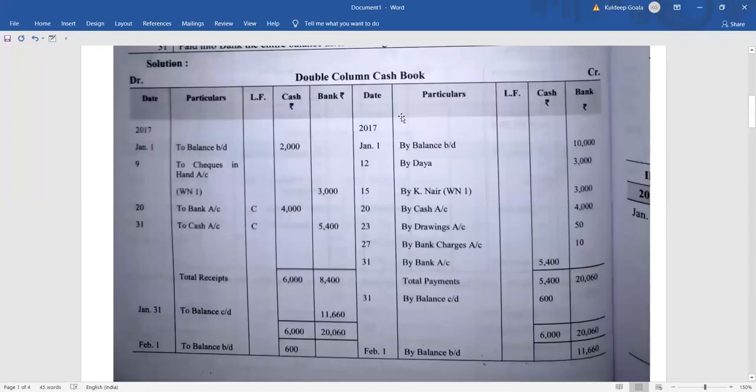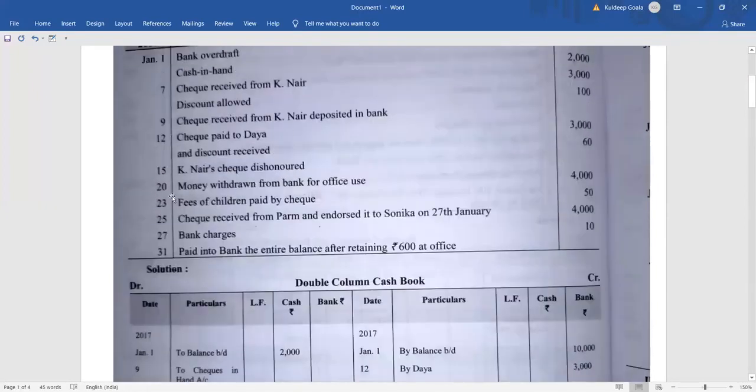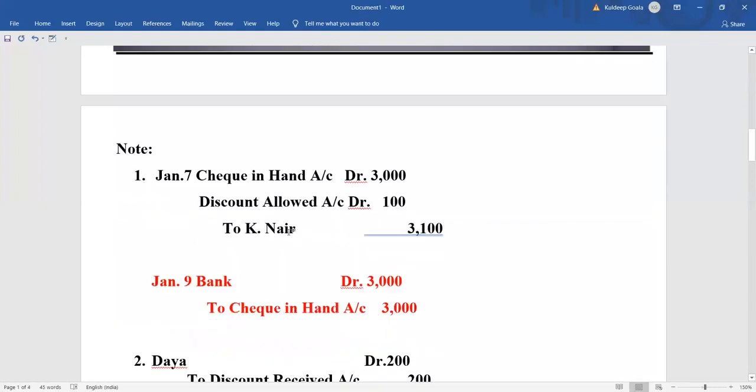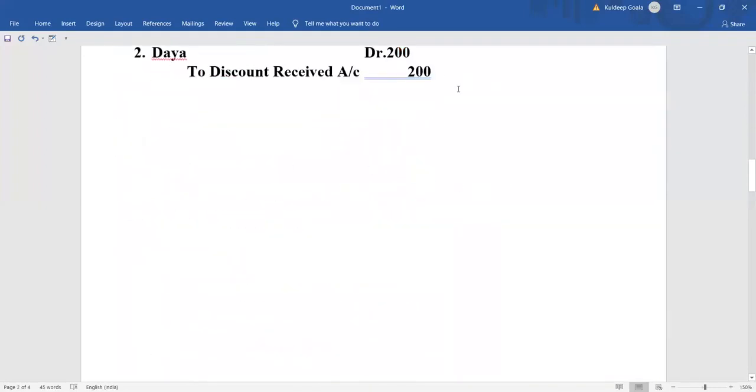Now coming back again to the question, that is the next one. Money withdrawn from the bank for office use. The money which has been withdrawn from the bank for office use was 4000 rupees, right? This is again a very, very important note for all of you to understand. So for this I am keeping a space here, and I am making you understand here so that you can understand it.